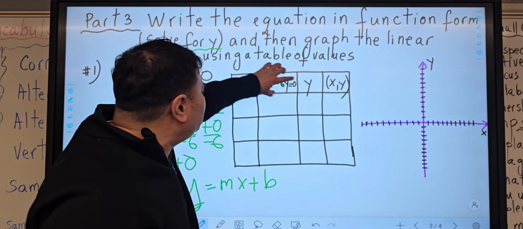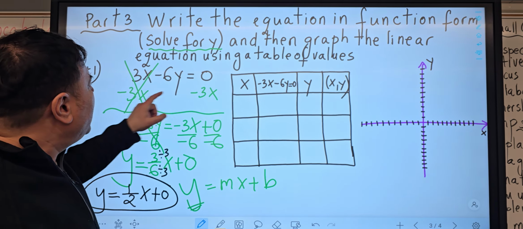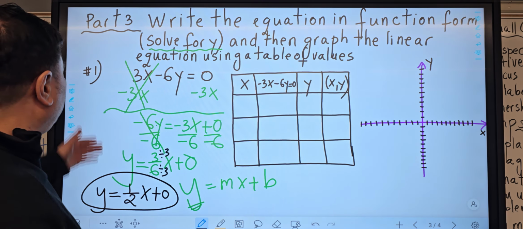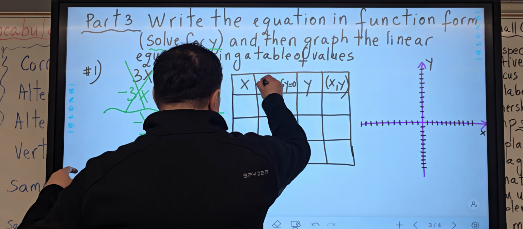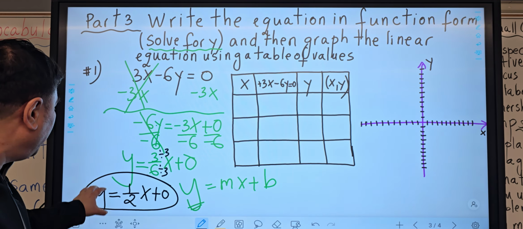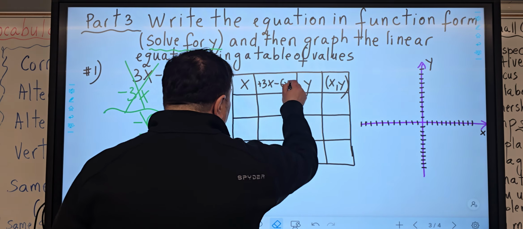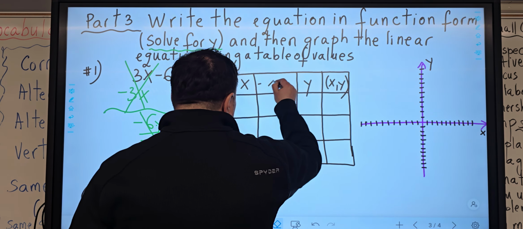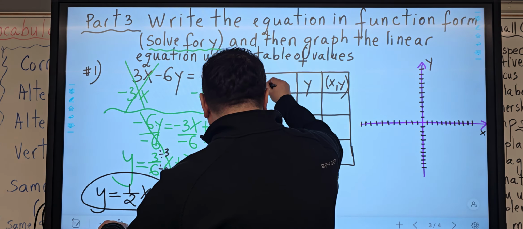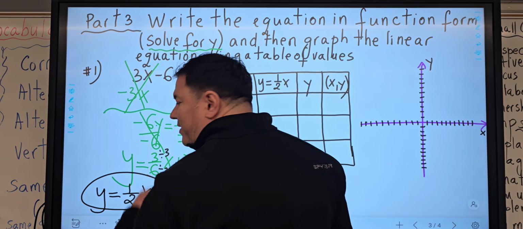Okay, so let's replace this equation, negative 3x minus 6y. Actually, it's supposed to be positive 3x minus 6y equals 0, but we are going to replace this equation with y equals 1 over 2x plus 0. Okay, so let me erase that. Let me erase this equation and put the form we just solved. We got the y by itself, so y equals 1 over 2x. And we don't even have to put the 0.